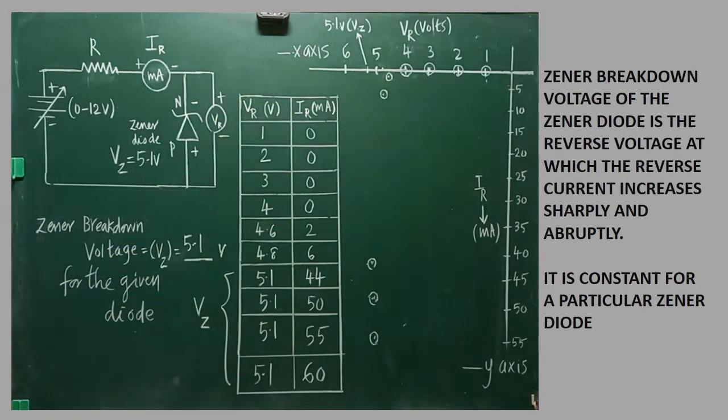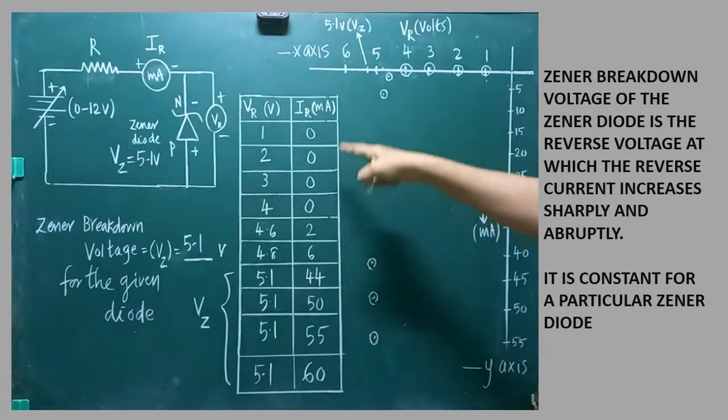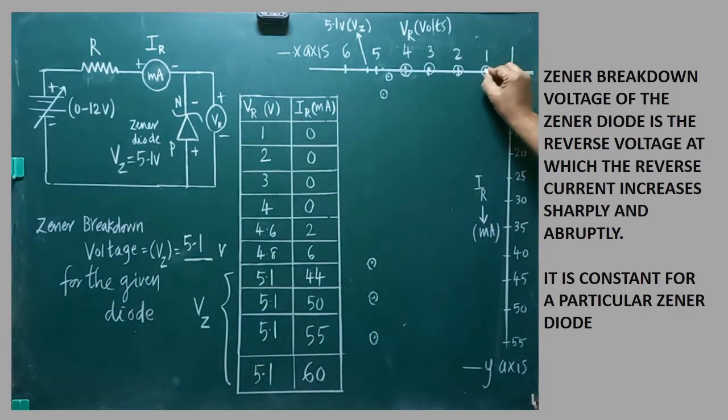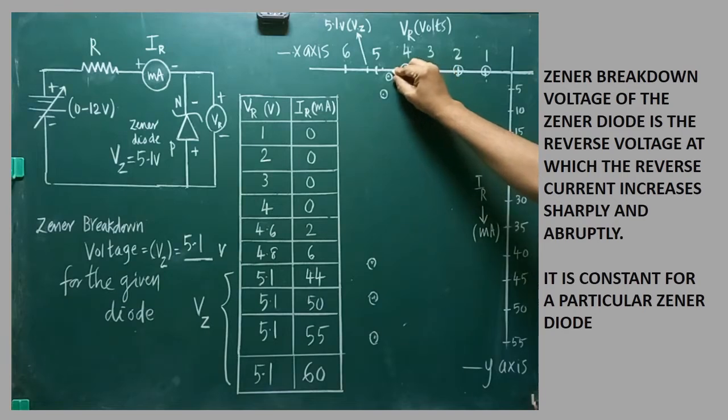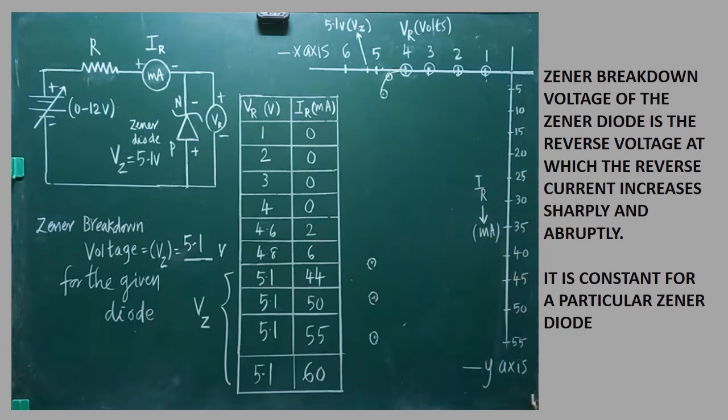After plotting all the values, what do we have to do? We have to connect all the points. Look at here, all the values are plotted. After plotting, you connect them and look at this. Now the current starts increasing. After connecting this one, the current is abruptly increasing now.